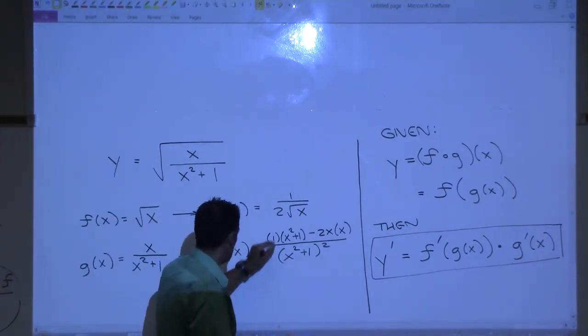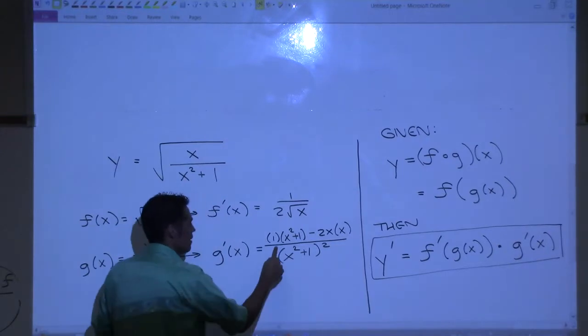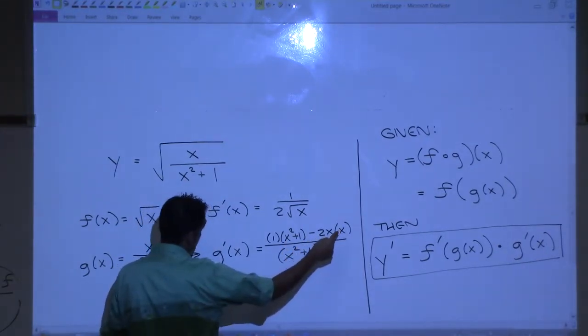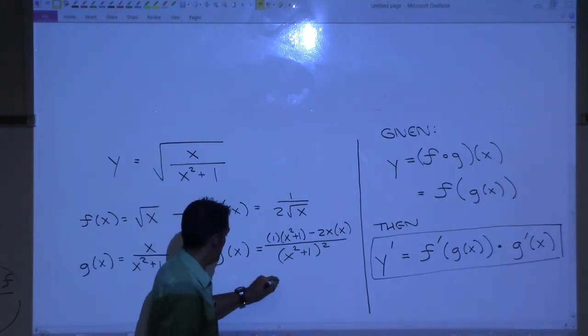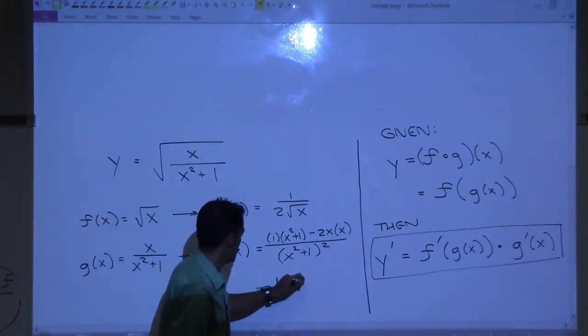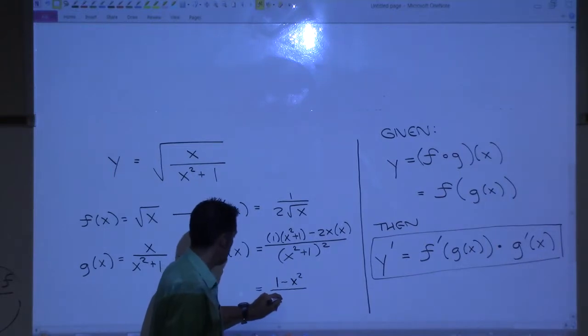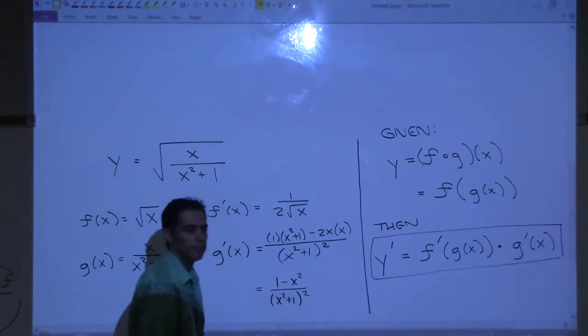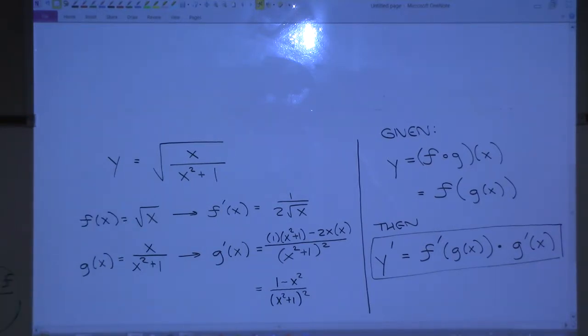All right, clean this up. The top is x squared plus 1 minus 2x squared, which leaves us with, I believe, just 1 minus x squared, all over x squared plus 1, squared.